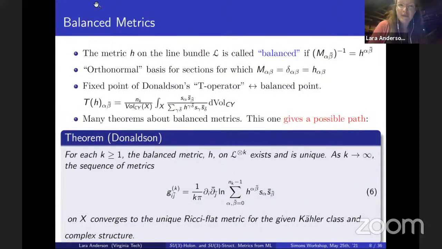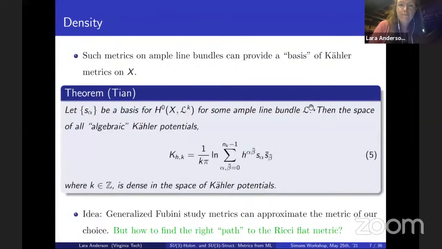And this, again, was reviewed yesterday. So in this context, this is where the ideas of Donaldson's theorem and balanced metrics appear. So balanced metrics provide a nice tool for having a well-controlled and guaranteed convergent path towards the metric of our choice. So we refer to a Hermitian fiber metric H on a line bundle as balanced if this metric on the space of sections inverse is equal to the H that appears in the generalized Fubini-Study. So just going back one here. So here is the definition of, sorry.